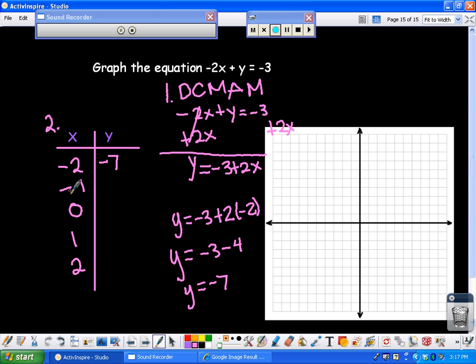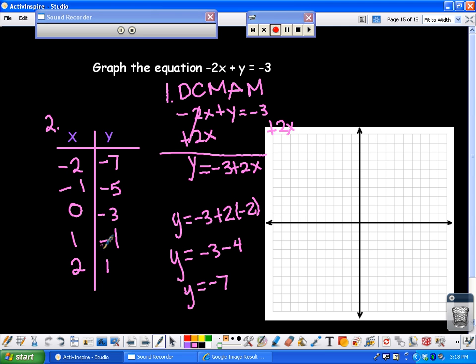Now for the next 4 x's, we're going to do the same thing. I know that you can add and multiply, so I'm just going to give you the answers. So for negative 1, our y value is going to be negative 5. For 0, our y value is going to be negative 3. For 1, our y value is going to be negative 1. And for 2, our y value is going to be 1. So now we've made our t-chart.